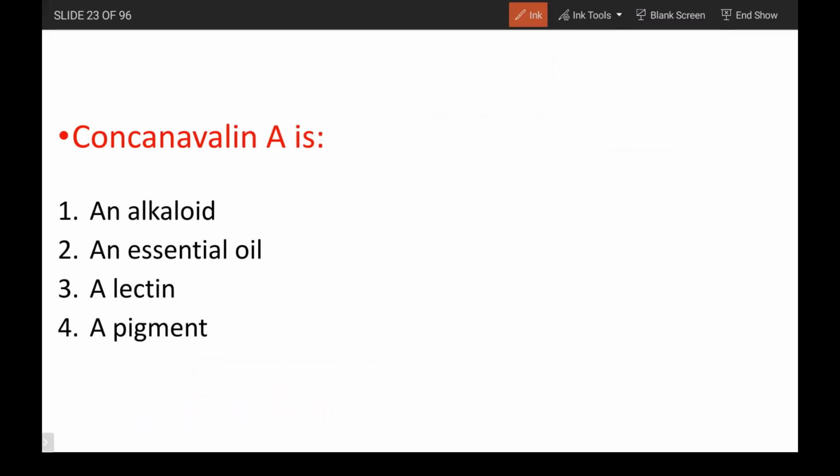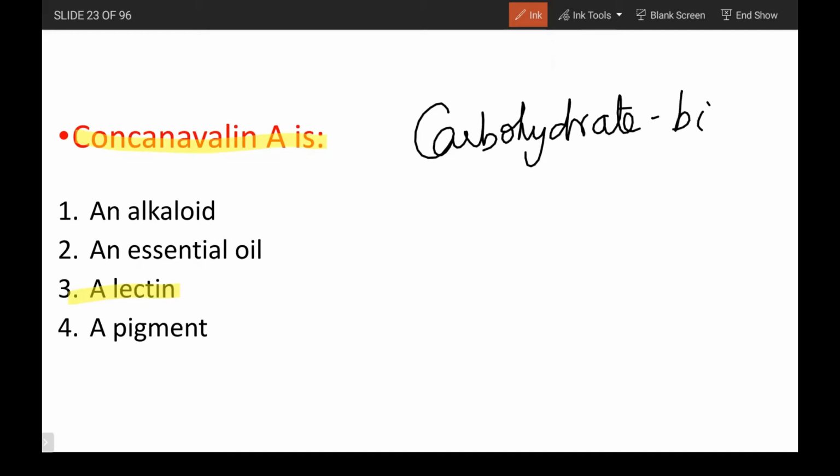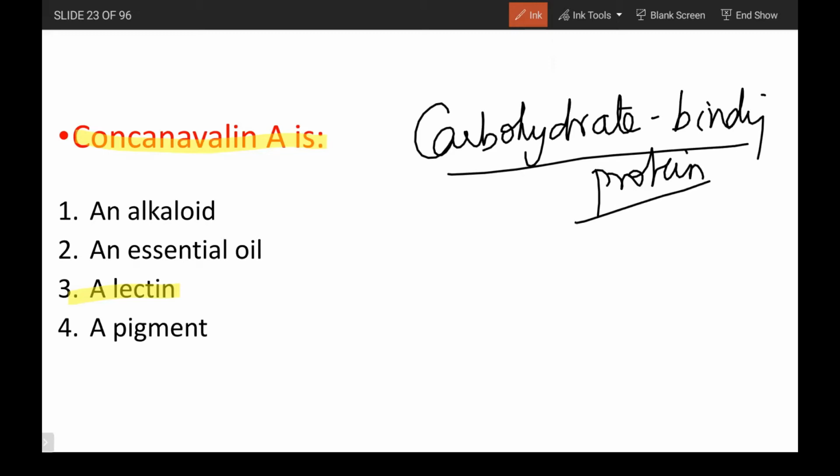Concanavalin A, it is a lectin. Then what is a lectin? We'll try to make it very simple. It is a carbohydrate binding protein, which means a protein which loves carbohydrate. So wherever it sees a particular sugar molecule, it is going to go and bind. These lectin molecules are generally used to agglutinate RBCs.